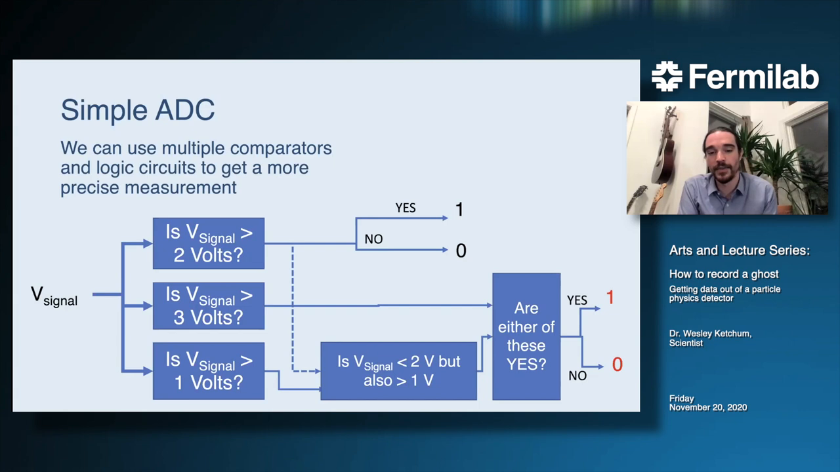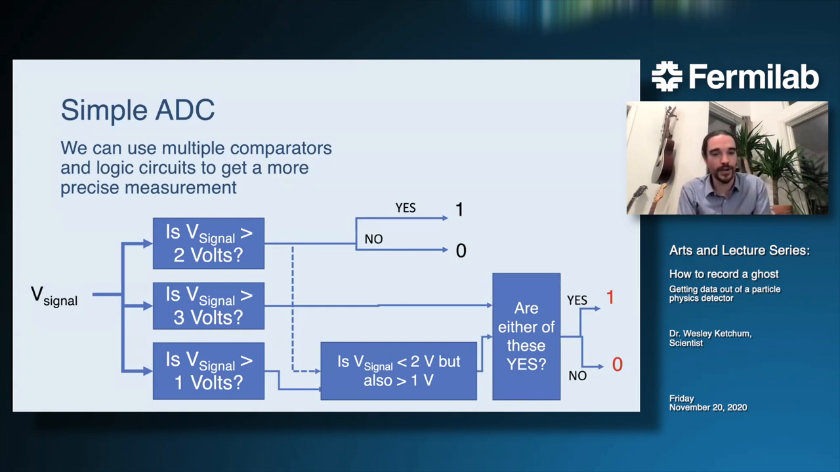We can also combine those yeses and nos in different logical ways. For instance, on the lower middle part here, there's a little logic circuit that asks, was the voltage signal input less than 2 volts? So it was a no on the comparator at the top, but also greater than 1 volt, so on the comparator on the bottom it was a yes. If that's true, then we can do a logical OR on the bottom right-hand side: is that thing on the left true, or was the signal greater than 3 volts true? If yes, that gives us a yes, and if no, then we have a no there.